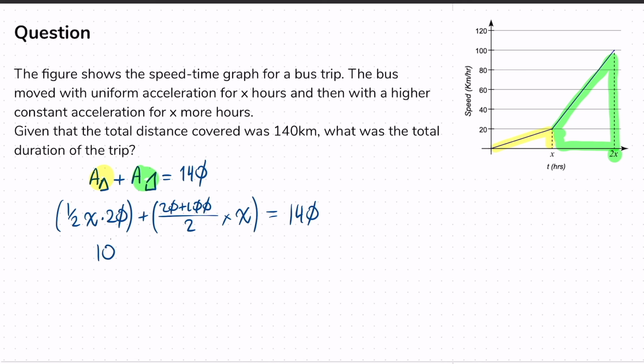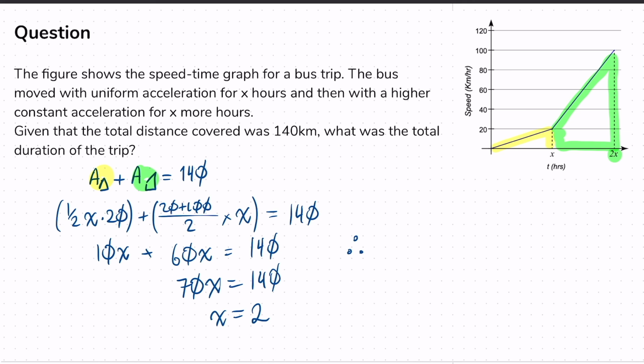So that becomes 10x, half times 20. So we get 120 divided by 2 is 60x, equal to 140. 10x plus 60x is 70x. X is equal to 140 divided by 70, or 2. Therefore, 2x is equal to the duration. I substitute in 2 for x, and I get 4 hours, spell that right, 4 hours in total.